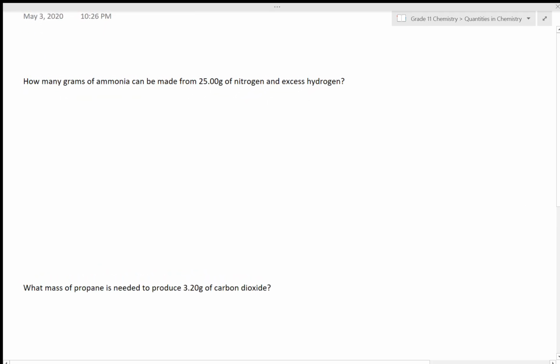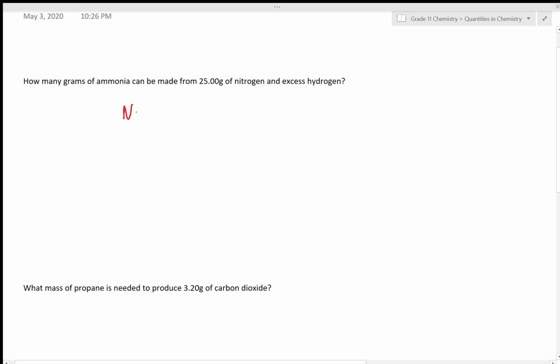So the first question reads, how many grams of ammonia can be made from 25 grams of nitrogen and excess hydrogen? So the first thing that you'll notice is there's quite a bit of language in these questions. So the first thing you want to do is figure out what the chemical reaction is that's going on here. So in this case, it's basically saying how much ammonia, so we're making ammonia, can be made from nitrogen and hydrogen. So I'm going to go ahead and write out the equation for that.